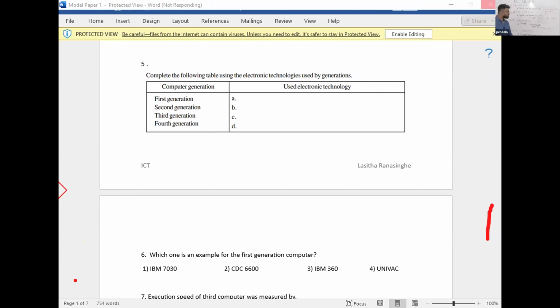For the sixth one, you are asking which one is an example for the first generation computer, right? We have given some examples for each generation. First generation computers are EDVAC, UNIVAC and ENIAC, right? Among these examples you can get the answer. So what is the answer?